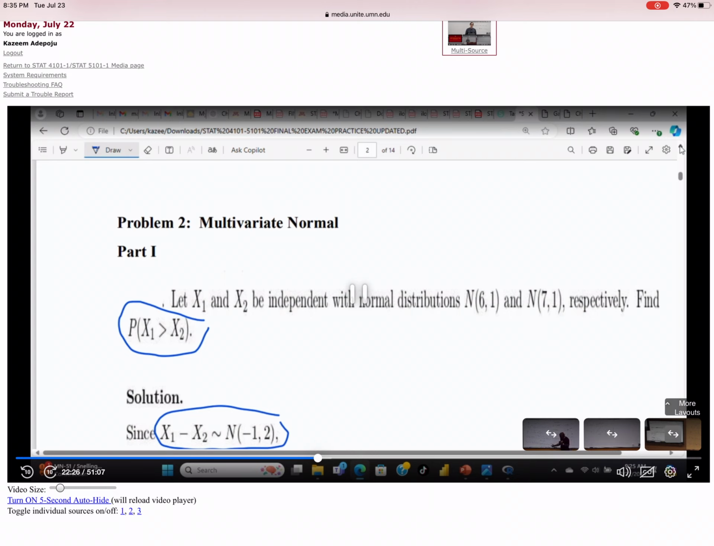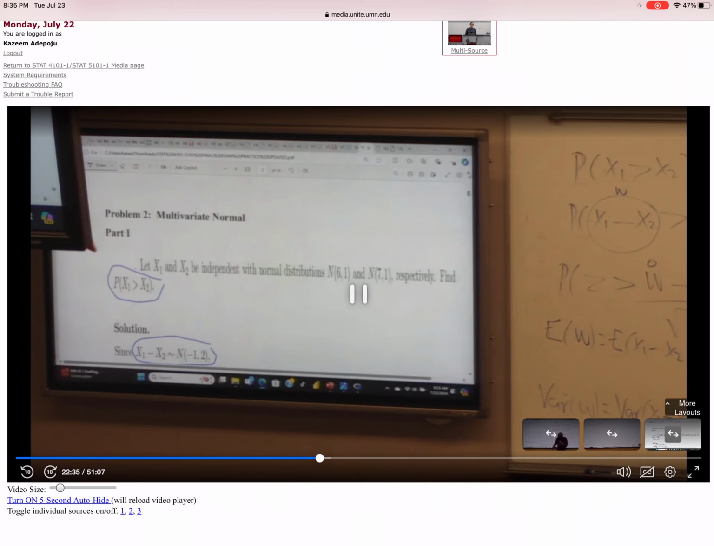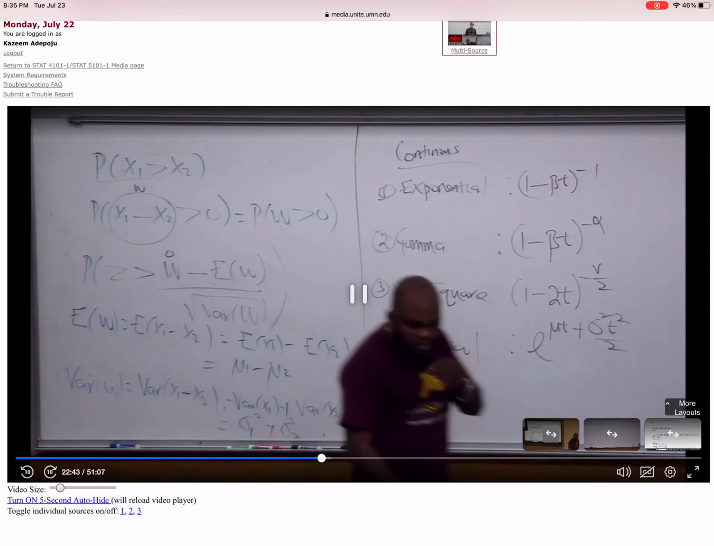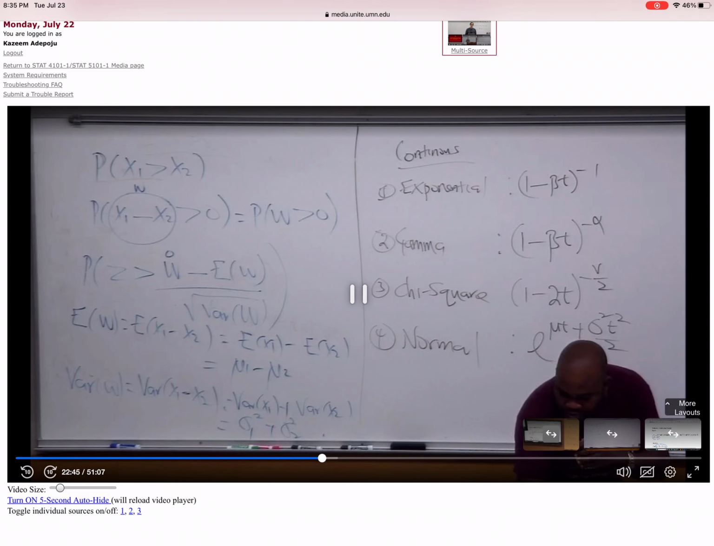Now, what about the variances? This is telling you the variances, right? 1 plus 1. That would be 2. And that was why we got -1 and 2. So -1 is for the mean and 2 is for the variance. Now, the moment I got that, I'm ready to go. Take a look at what I'm doing now.